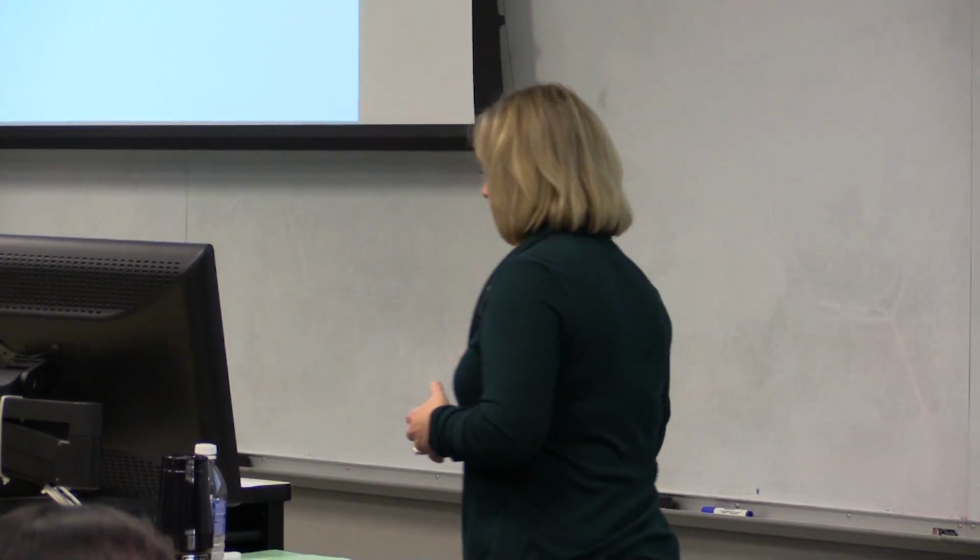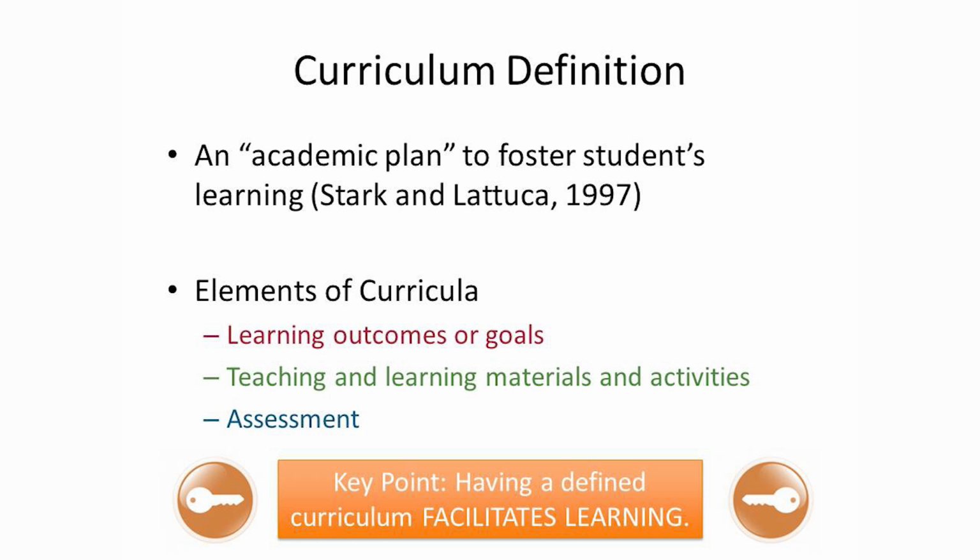So what is a curriculum? Stark and Lattuca is one of the sources that I've used in the development of these materials over the years, and they are specifically focused on college curricula. So I like their materials and I have found them very helpful. And they say, simply put, a curriculum is an academic plan to foster students' learning. So the elements of the curricula include learning outcomes or goals, the teaching and learning materials and activities, and assessments. And this is what is broadly considered to be the elements of curricula, not just from Stark and Lattuca.